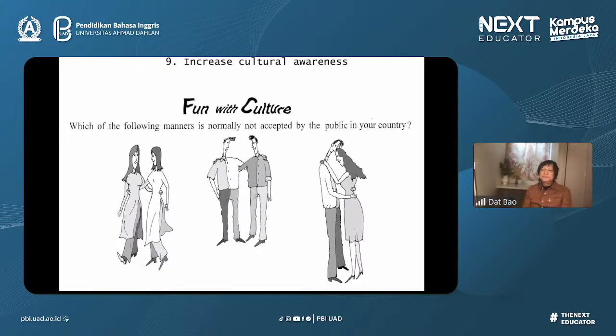We use pictures to teach culture as well. Believe it or not, when you move around different countries, people behave so differently. I think Ika will be able to tell you how people behave differently in Australia compared to Georgia. Ika, do you have any culture shock in Australia?